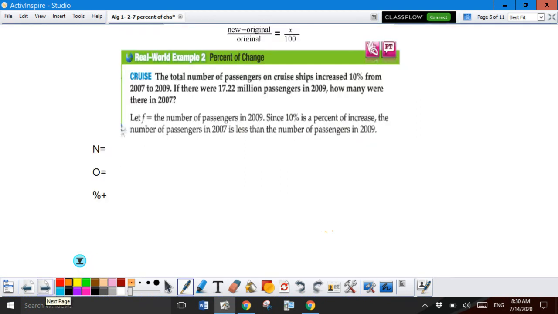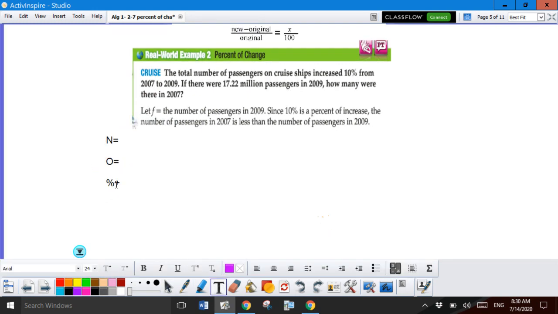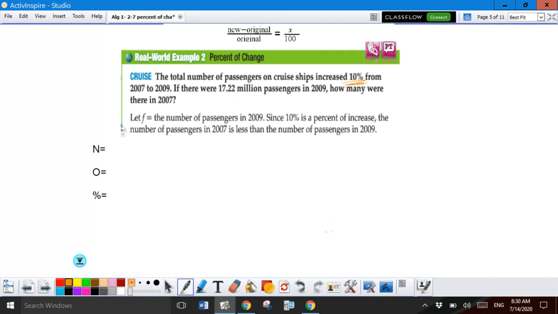Okay, let's go ahead and look at this next problem and see if we can figure out what is what, okay? All right, here we go. Let me go ahead and just get rid of this plus sign here. We don't need that guy. But I do need an equal sign. Okay, read our problem. So the total number of passengers on a cruise ship increased 10%. So they gave me a percent from 2007 to 2009. If there were 17.2 million passengers in 2009, how many were there in 2007?